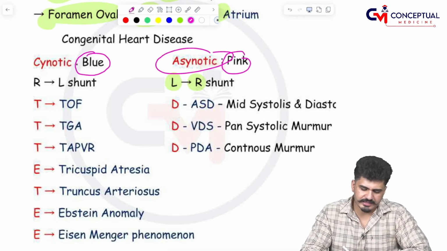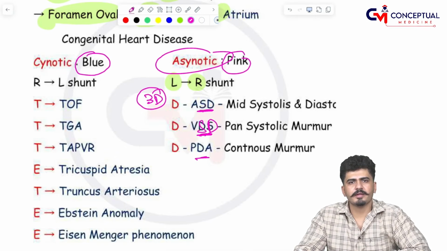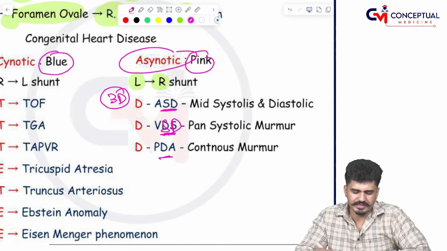So my dear friends, the acyanotic diseases are the 3 D diseases. What are the 3 D? ASD, VSD and PDA: atrial septal defect, ventricular septal defect and patent ductus arteriosus. My dear friends, what type of murmur are you going to see in these?